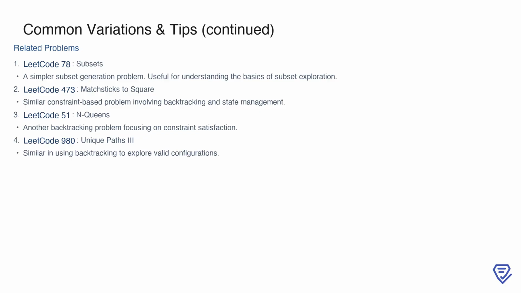Finally, LeetCode 980, Unique Paths III, involves exploring valid configurations through backtracking, providing additional practice in balancing constraints within a search space. These problems not only help you refine your skills but also allow you to recognize patterns and strategies that can be applied to a wide range of questions.